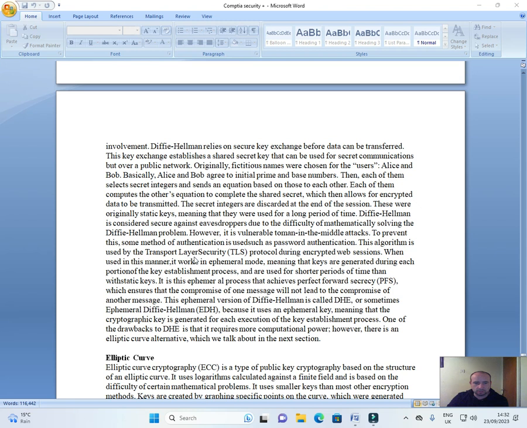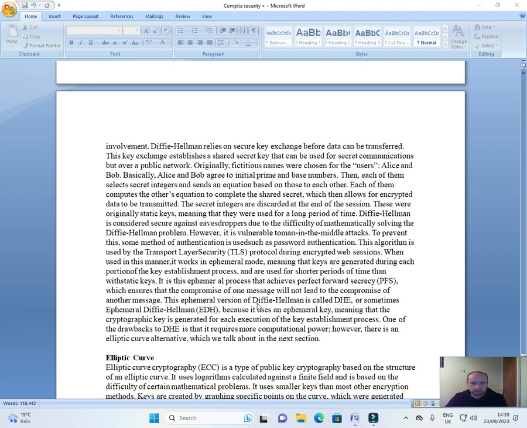This algorithm is used by the Transport Layer Security (TLS) protocol during encrypted web sessions. When used in this manner, it works in ephemeral mode, meaning that keys are generated during each portion of the key establishment process and are used for shorter periods of time than with static keys. It is this ephemeral process that achieves perfect forward secrecy (PFS), which ensures that the compromise of one message will not lead to the compromise of another message.